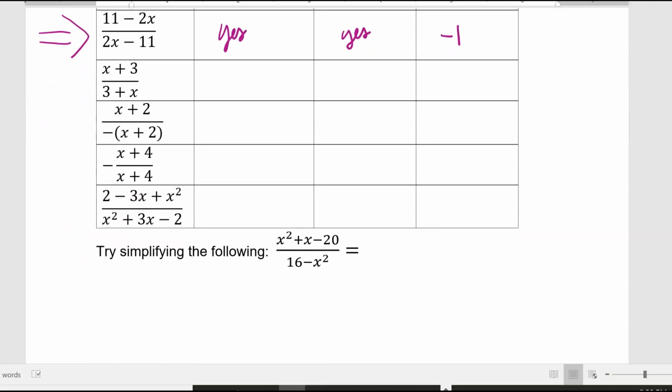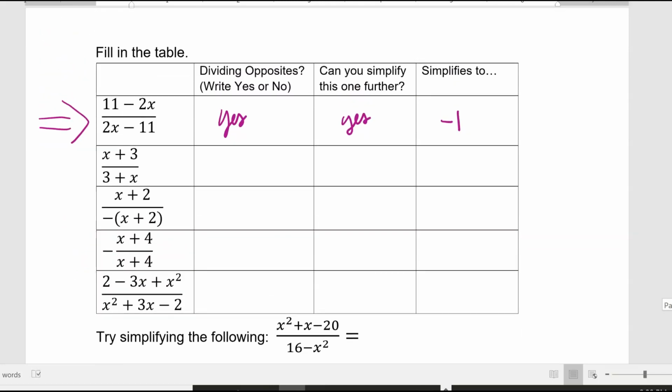Next, x plus 3 over 3 plus x. Are we dividing opposites? For this one, no, we're not, because actually x plus 3 over 3 plus x is the same, right? So can we simplify it? Well, yes. If this is the same, x plus 3, and now when I switch this in descending order, I get x plus 3, what simplifies to a positive 1.